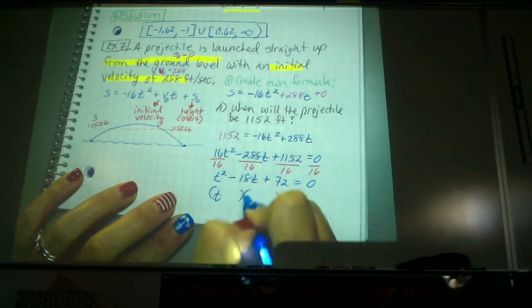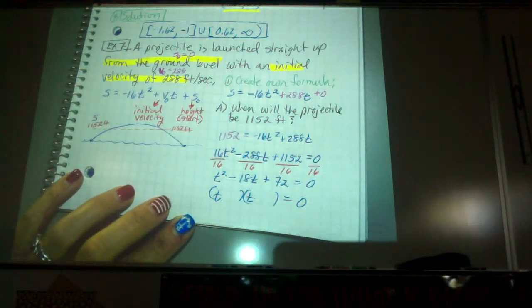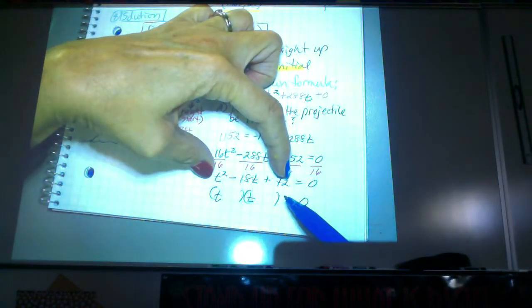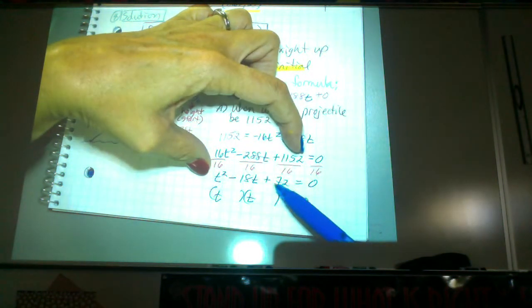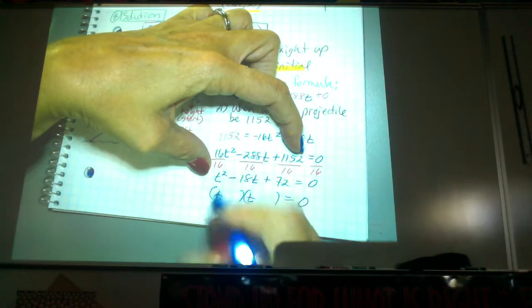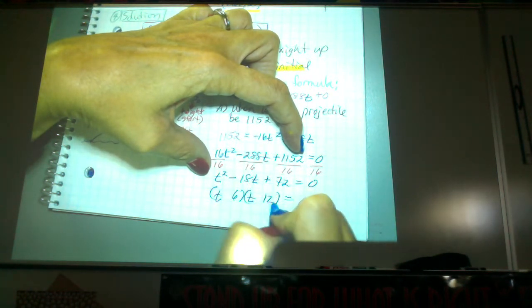The t squared becomes t and t. But now we have to find 1 times 72 is 72. We have to find the factors of 72 that add to give me 18. I'm going to help you along with that. That will be 6 and 12. 6 times 12 is 72, and don't they add to give you 18?